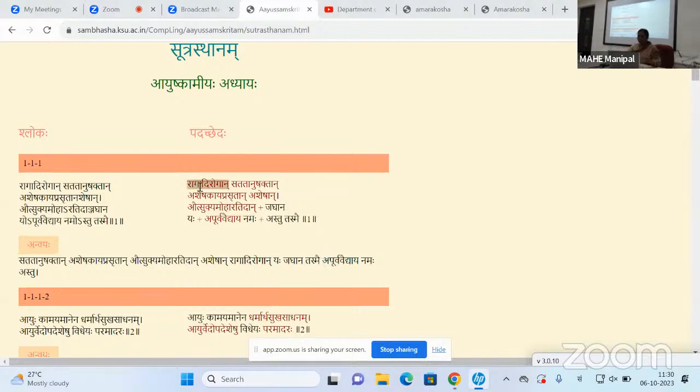So you can see this Ragadi Rogan is a compound word. Okay, Ragadi Rogan, Satsanu Shaktan. See, and this plus is there, no? This plus means Sandhi, means a joining. So this is the original sloka, and here we have split it. And the plus means there is a Sandhi. Sandhi means some joining of two letters.